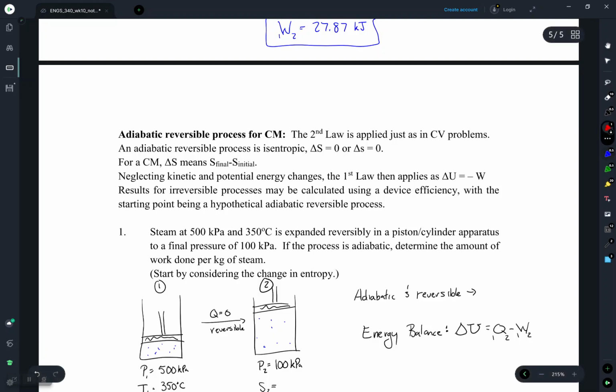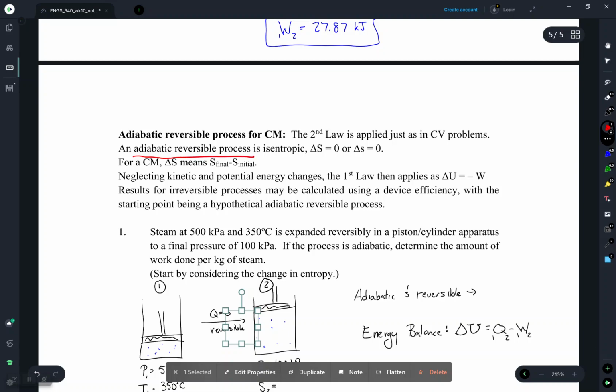So in this case, we're going to imagine applying the second law. The second law works for control mass problems just like it does for CV problems. So if we have, for example, an adiabatic reversible process, we know delta S equals 0, something that we've done a bunch of times now. That will still be true.